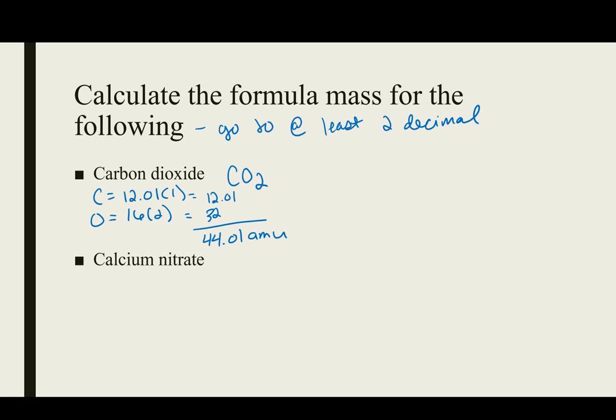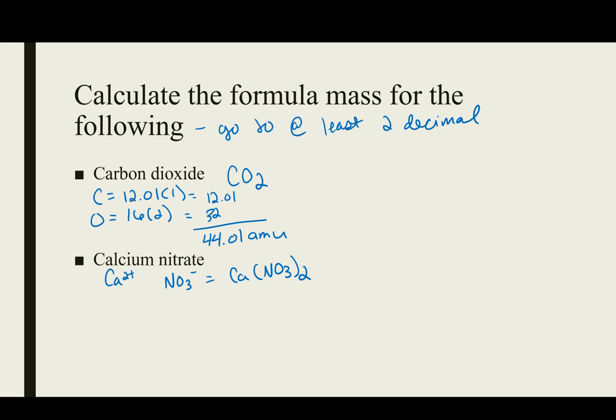For calcium nitrate, to get the formula you have to use the charges. Calcium's a +2, nitrate's a -1. So you need 2 nitrates to balance out the charge of the calcium. So my formula is Ca(NO3)2.